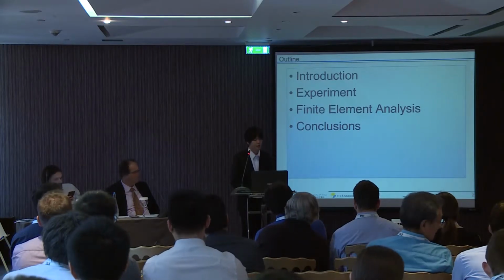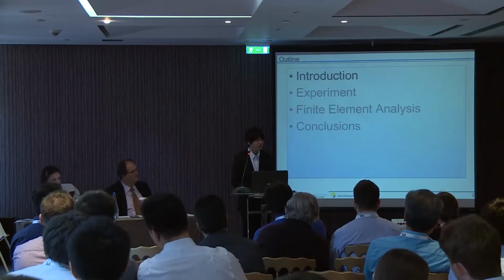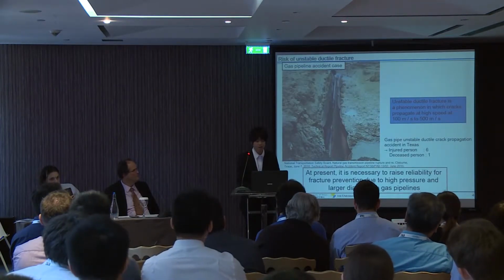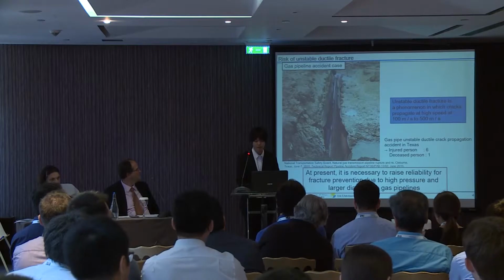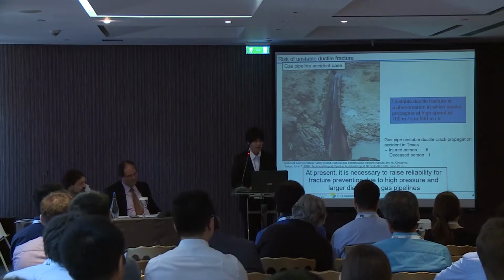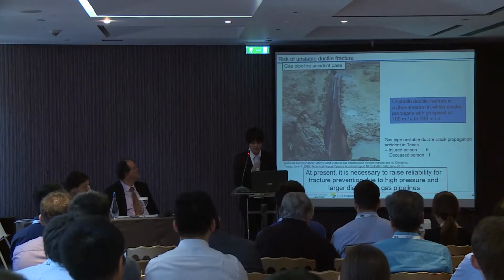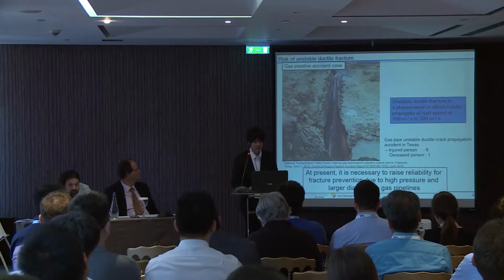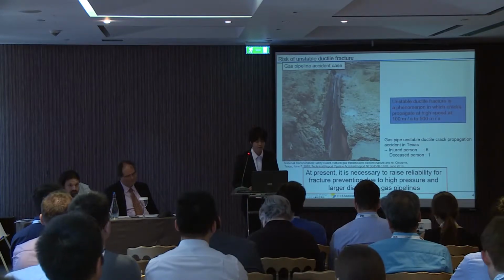This is today's outline. First, introduction. Demand for natural gas has been increasing due to less carbon dioxide emission. So demand for larger diameter and high-pressure natural gas pipelines is increasing. This is an example of an accident caused by unstable ductile fracture of a gas pipeline, which occurred in Texas.